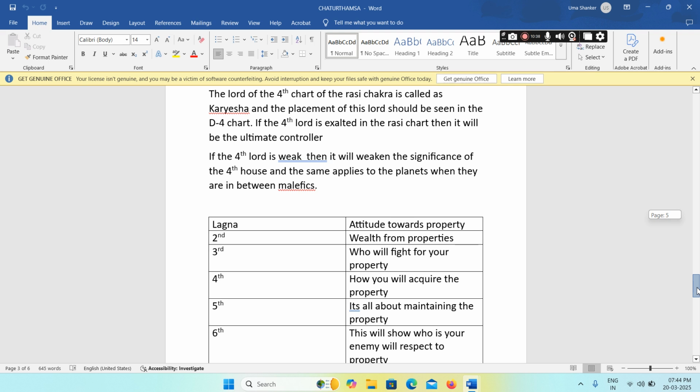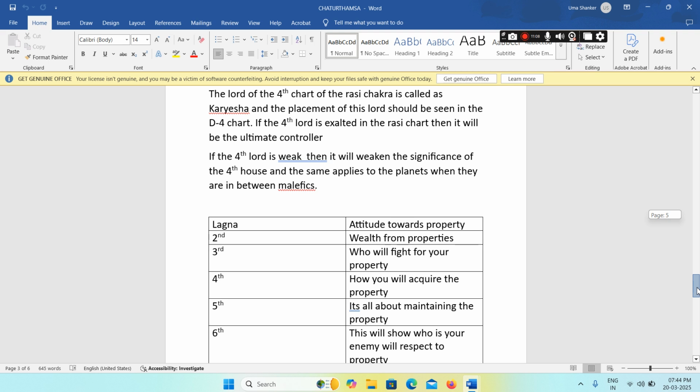What about the third house? Third house is all about your younger siblings. It talks about your courage. It talks about your short travels. It talks about your fightings. It talks about your communications. But the same thing when it comes to your D4 chakra, it will tell you with whom you are fighting to acquire the property or to make your property your own.